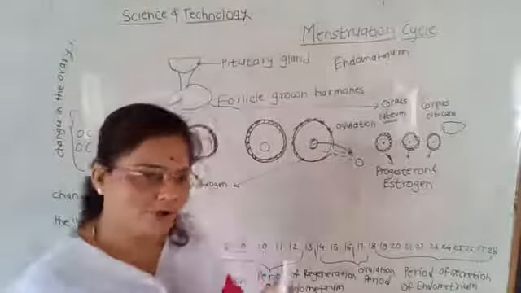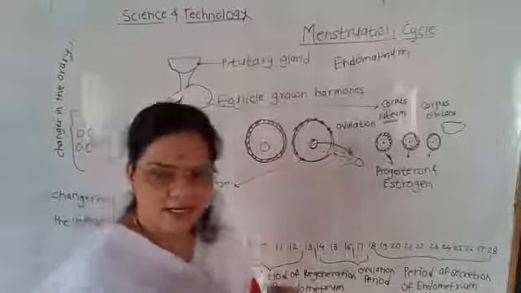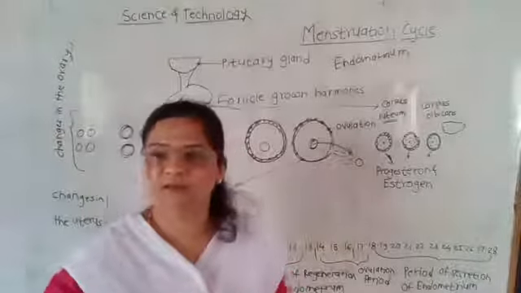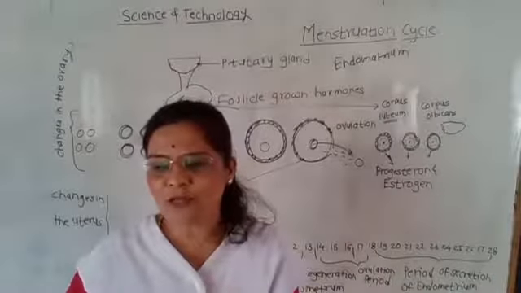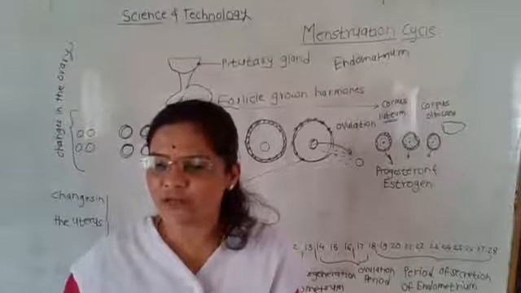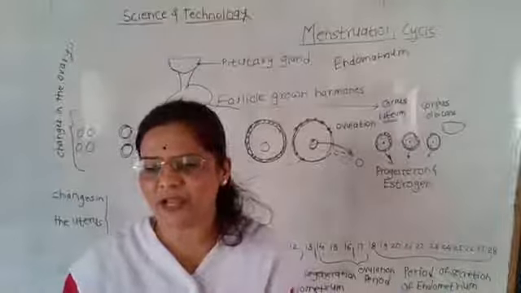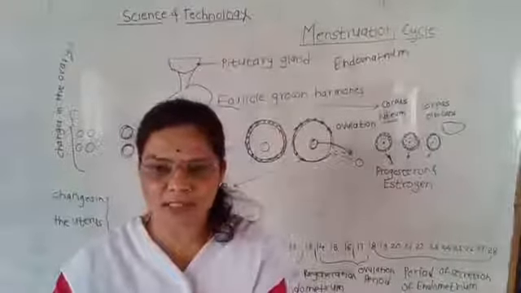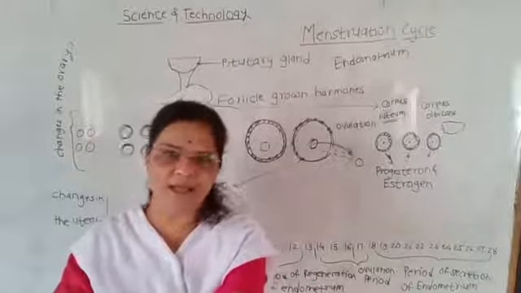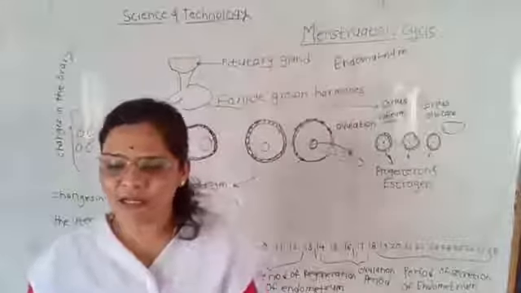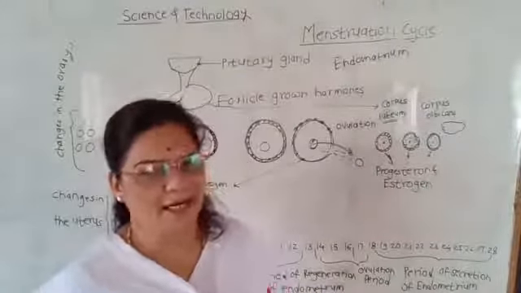Some girls suffer from 5 days of bleeding, some girls suffer the cycle for 4 days, 5 days, that we call the menstruation. The bleeding continues approximately for 4 to 5 days, and this we call the menstruation, and the first menstruation we call the menarche. Then, unless the oocyte is fertilized, the embryo is implanted.